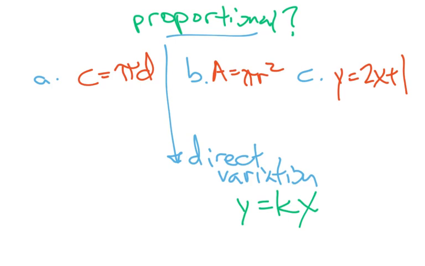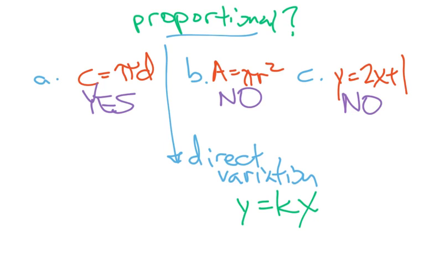Does C equals pi d fit y equals kx? Does A equals pi r squared fit y equals kx? Does y equals 2x plus 1 fit y equals kx? Well, you should be able to determine that only one of them does. This is a yes. That is proportional, right? And then the B would be a no because we've got that squaring happening. And then this one is linear. However, it's not proportional because we see the presence of that plus 1, which is not part of direct variation.